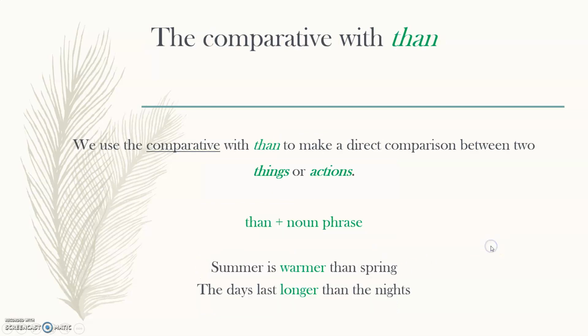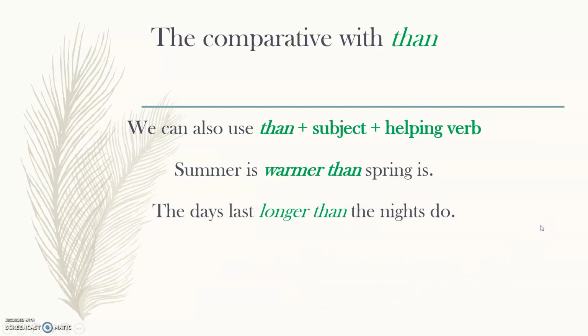Okay. We use comparatives with than to make a direct comparison between two things or actions. The form is than plus the noun phrase. So summer is warmer than spring. The days last longer than the nights. Okay? We also use than plus subject plus the helping verb. Summer is warmer than spring is. The days last longer than the nights do.